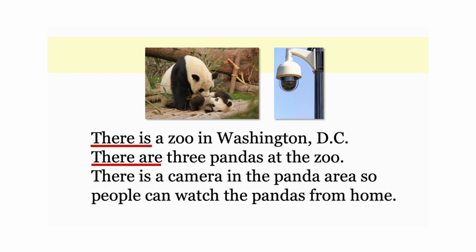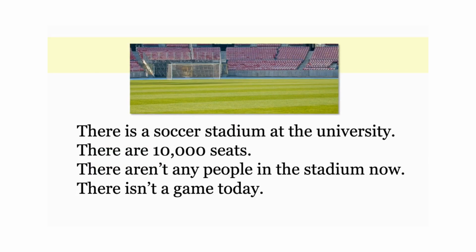Let's look at some more sentences with there is and there are. These sentences describe a soccer stadium. Let's look. There is a soccer stadium at the university. There are 10,000 seats. There aren't any people in the stadium now. There isn't a game today. These sentences tell us about the soccer stadium. This is how we use there is and there are. Let's look at how to form it.